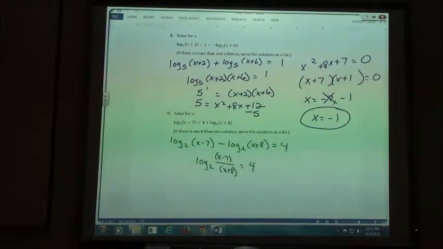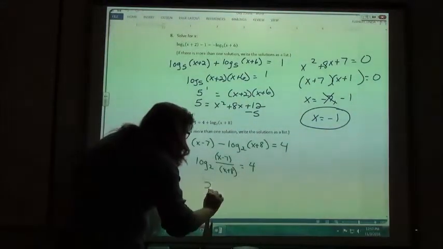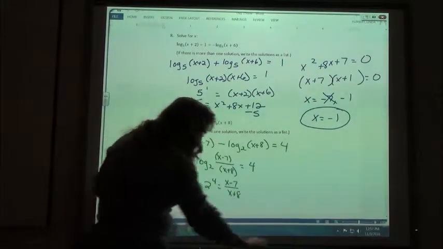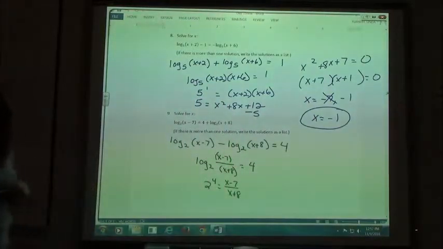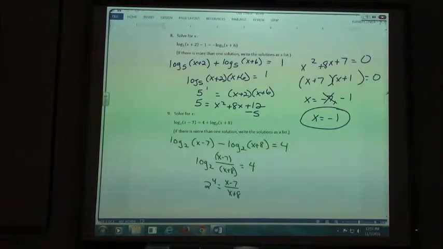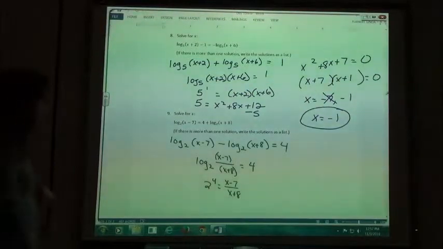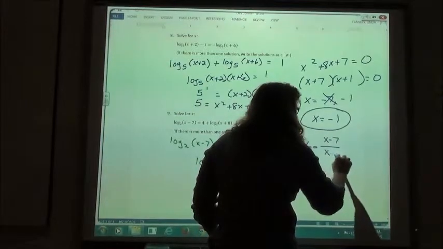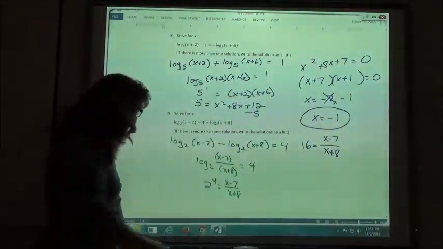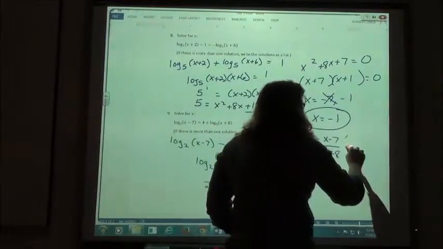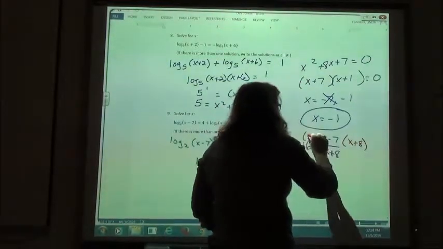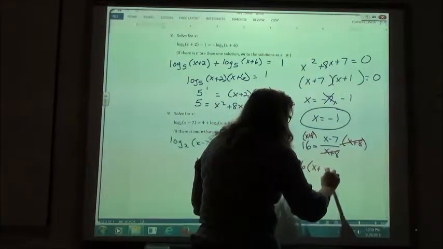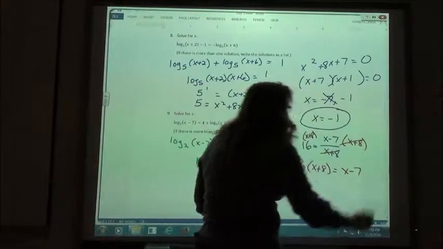Rewriting that in exponential form, I would have 2 to the 4th equals x minus 7 over x plus 8. Then I had to get rid of my fraction. 2 to the 4th is 16, so 16 equals x minus 7 over x plus 8. We multiplied by the x plus 8, which means we had 16 times x plus 8 equals x minus 7.